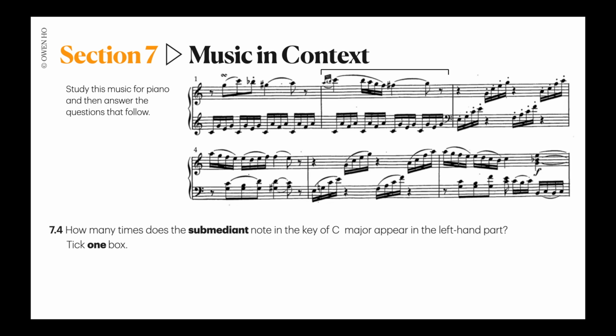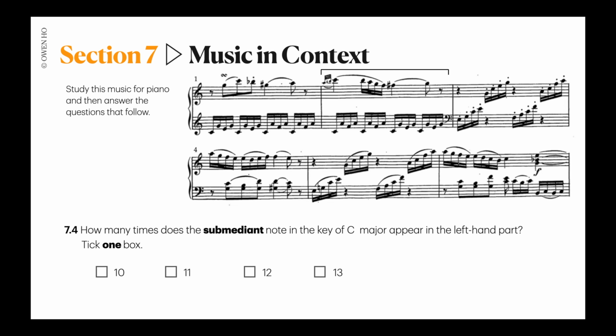Question 7.4. How many times does the submediant note in the key of C appear in the left hand part? Tick one box. Now let's figure out what is a submediant note in the key of C. It means the sixth note from the C note. So if the first note is a C, the second note is a D, the third being the E, the fourth is the F, fifth is the G, and A is the sixth, which is the submediant note.